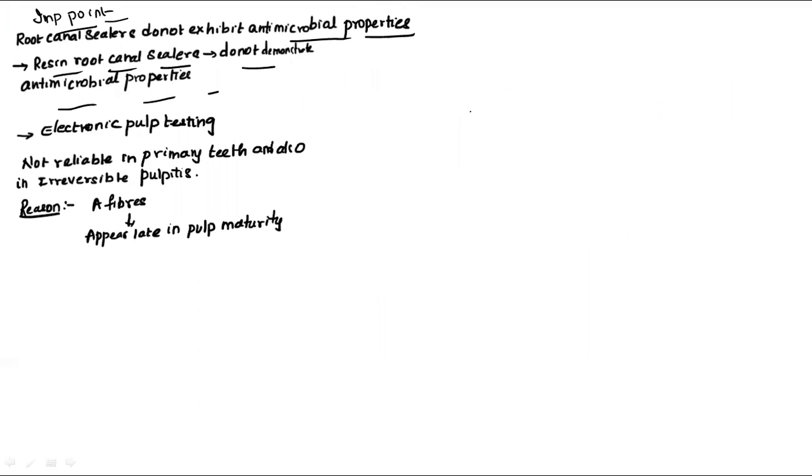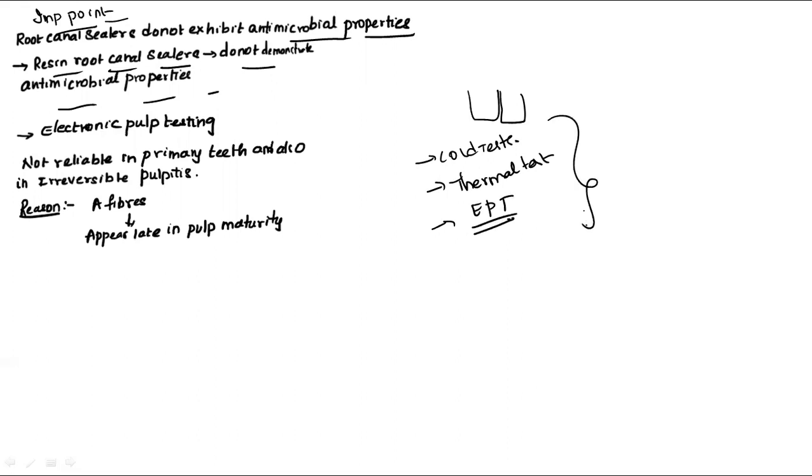Now, I've also explained this in the previous video, but when you check pulp vitality, there are different kinds of tests you do. You do cold tests where you apply Endo Ice and see the patient's response. For pulp vitality, you do thermal tests. You also do electronic pulp testing. When you do all of these tests, the main thing that you get out of them is whether there is vascularity in the pulp or not. This is the only thing that you can get out of testing the pulp.